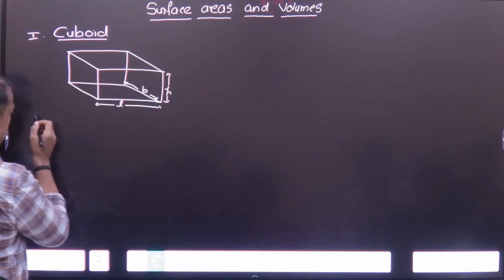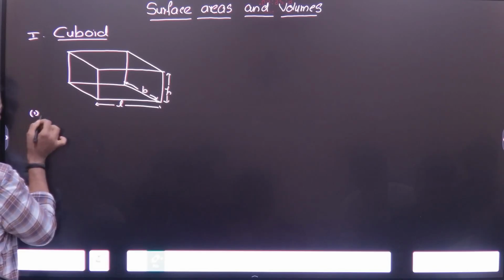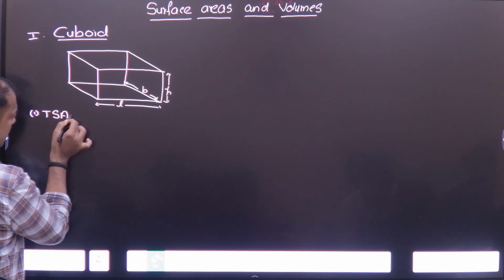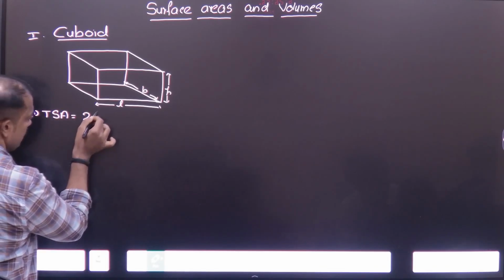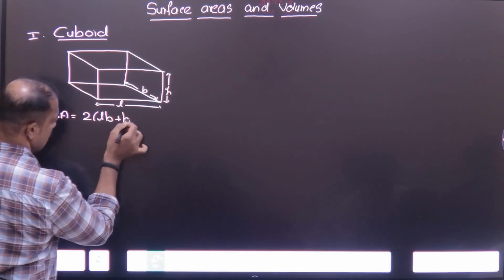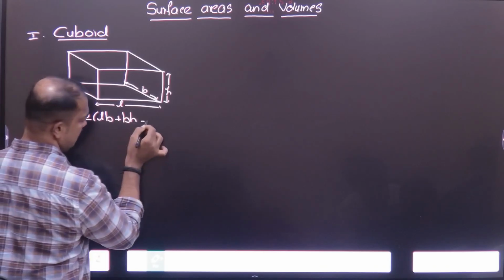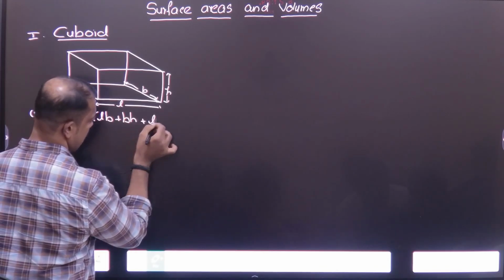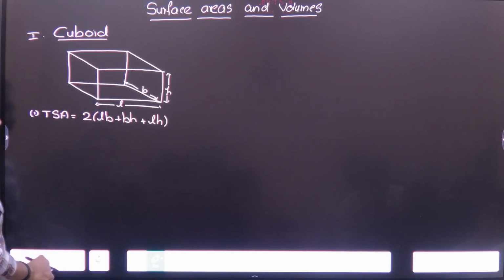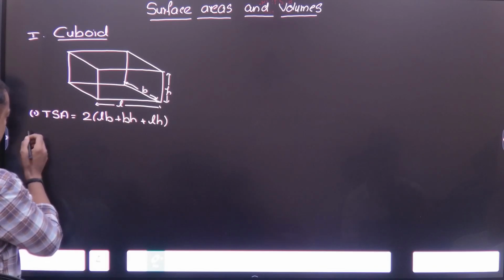So first, TSA, total surface area, 2 into LB plus BH plus LH. Okay. 2 into LB plus BH plus LH. Next.